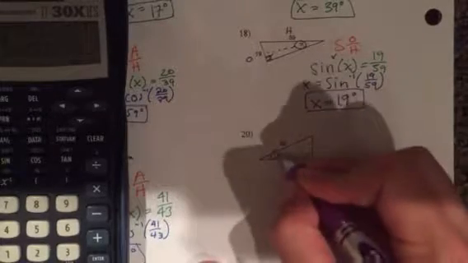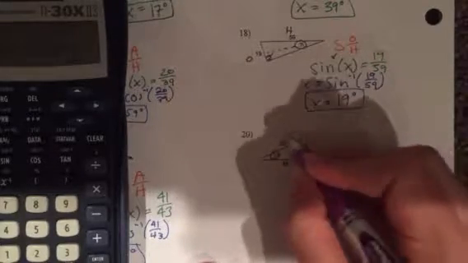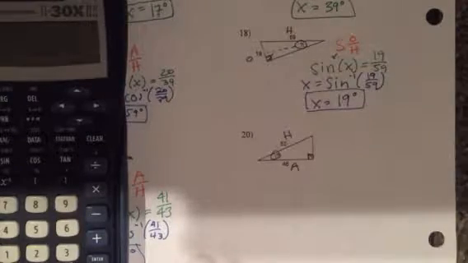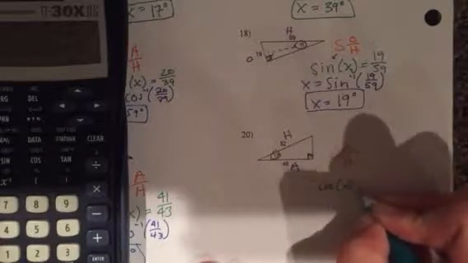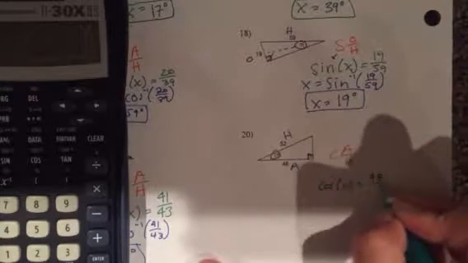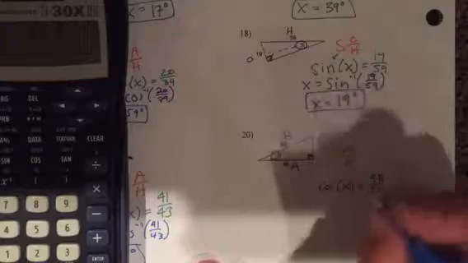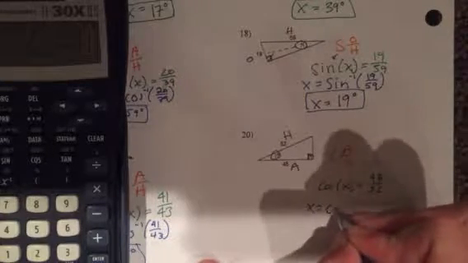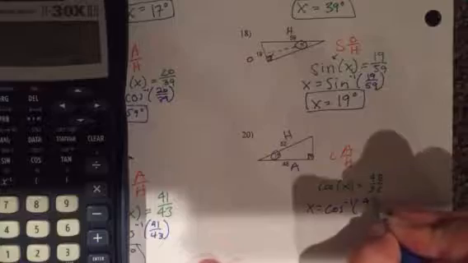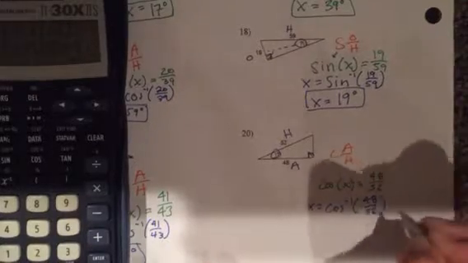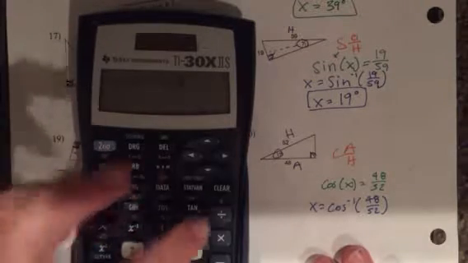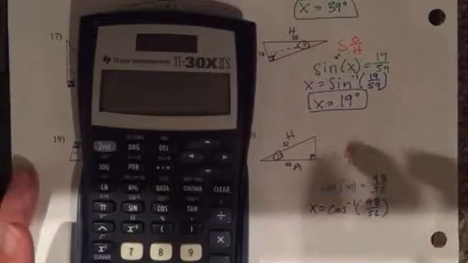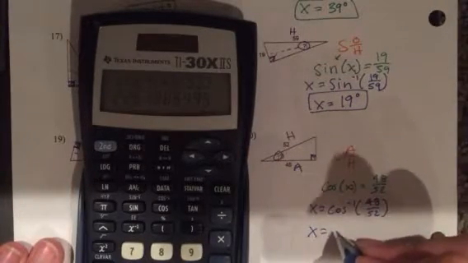I label, no opposite, hypotenuse, adjacent. A and H mean we're using cosine. Cosine of an angle I don't know equals A over H. I want to get it to move over, so X equals the inverse of cosine, 48 over 52. Second, cosine 48 divided by 52 equals 22.6, rounds up to 23.